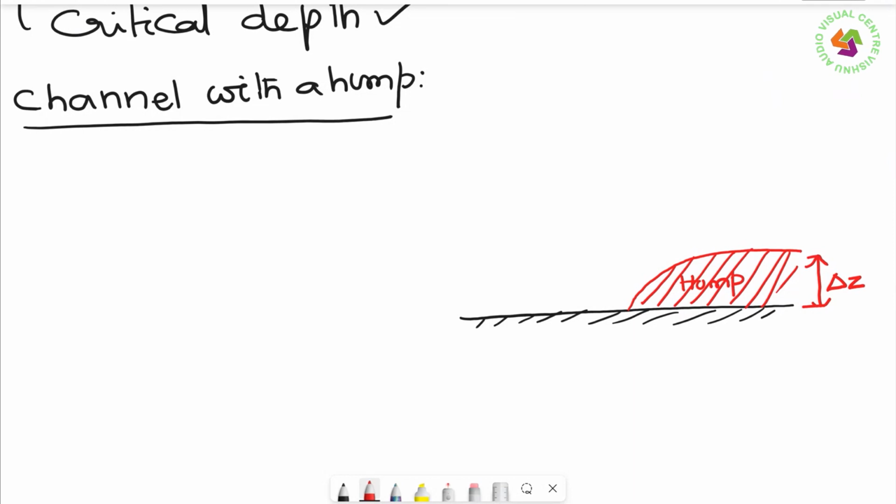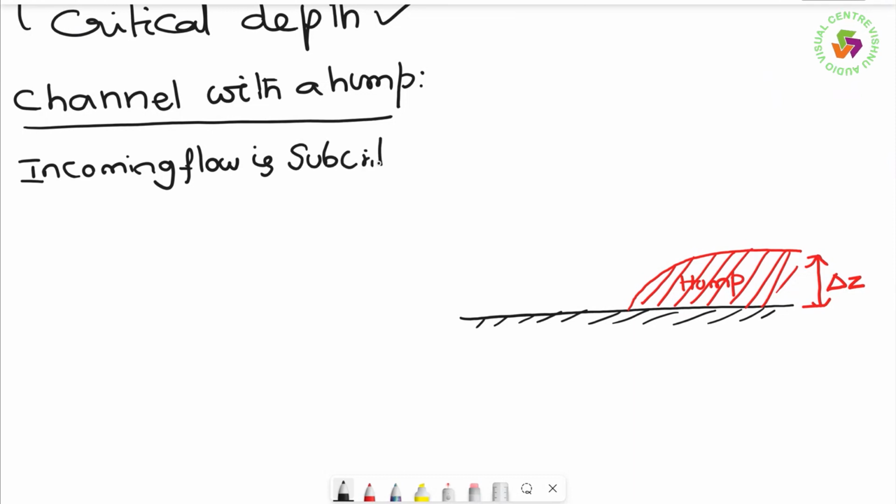Now, to analyze this, first I assume that the incoming flow is subcritical. This is the most general case I am doing. You can assume the incoming flow supercritical also, but that is not practically what we really encounter. Most of the cases we encounter this.